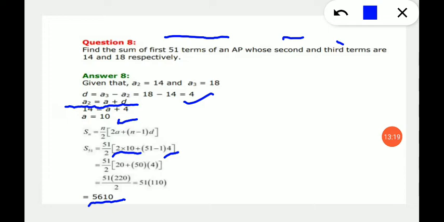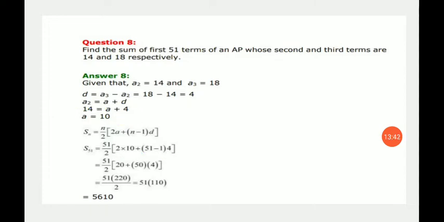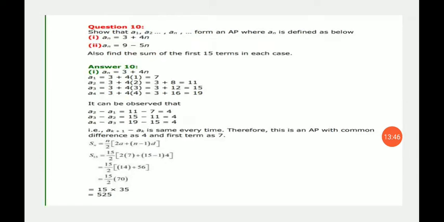And here also we will write the answer as the sum of first 51 terms of given AP is 5610. Okay, students. Moving towards the next question, question number 9. Sorry, question number 10. 9 you will do on your own.